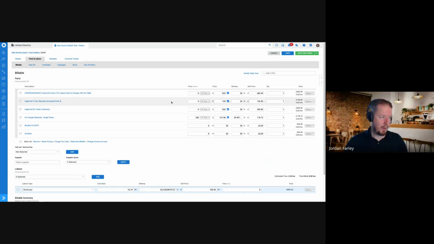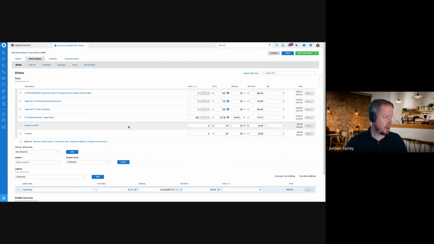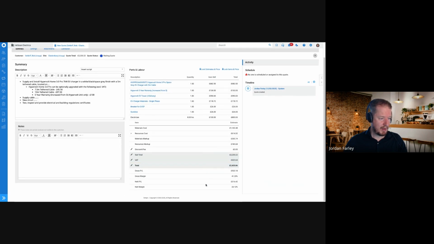And basically here, then we've got our materials that we need for the job, including the markup. We've got our subtotal, and I can see, which is really nice, the labor cost, the labor markup, the materials cost and the materials markup. Then you've got the VAT and the total cost of the job. If I go here to the details page, I can actually see at the bottom that I've got gross margin of 41% and net margin of 23%. So I'm going to make 500 quid of net profit off of this job.